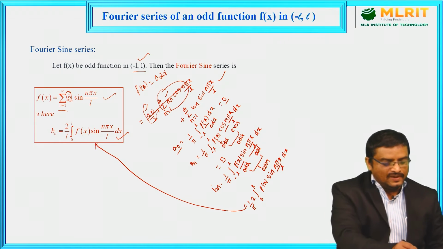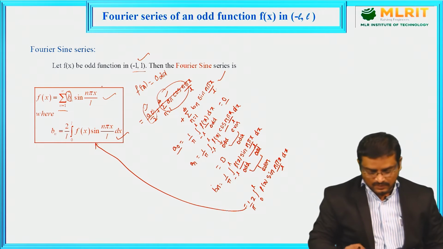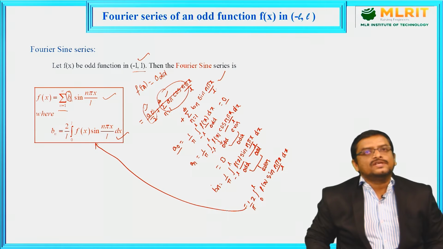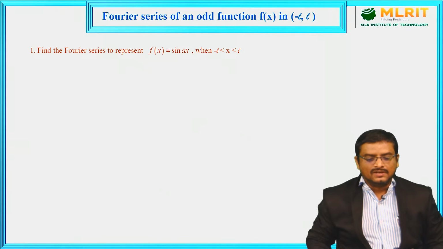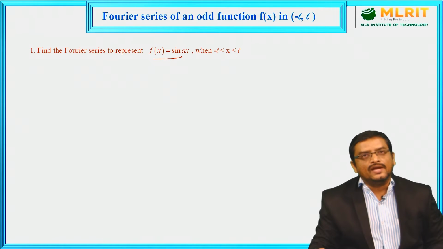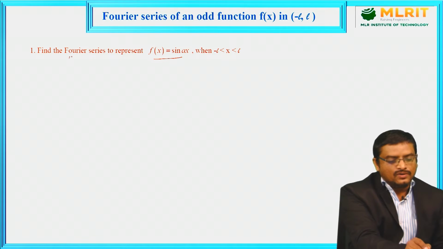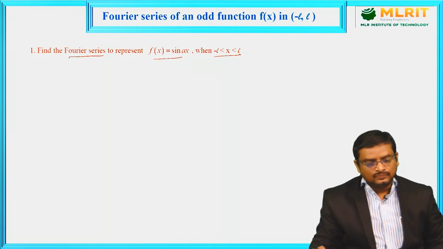We will find out the value of Bn and substitute that Bn value in this standard formula. Now let us take one example of how we can find the Fourier series of an odd function in the interval minus L comma L. This is the function I have taken, f of x is equal to sin ax, and for this we have to find the Fourier series in the interval minus L comma L.